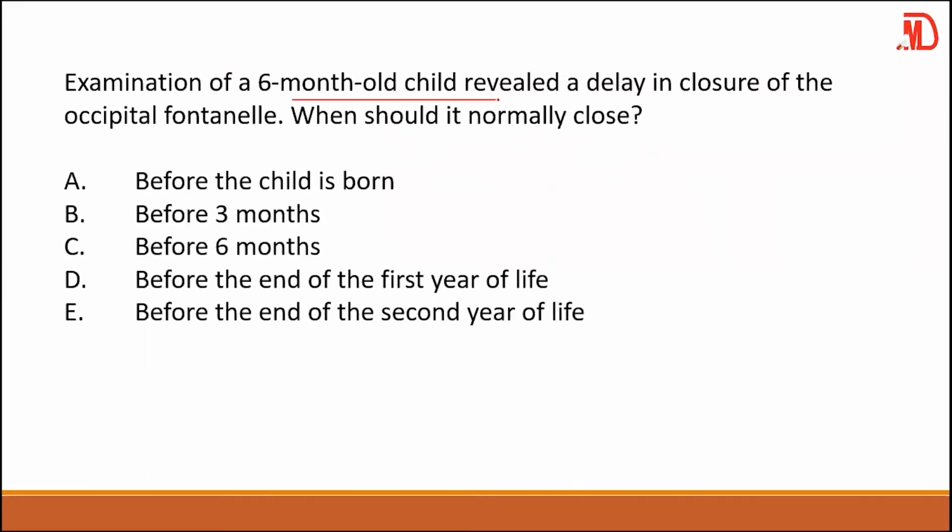Examination of a 6-month-old child revealed a delay in the closure of the occipital fontanelle. When should it normally close? So write this down: the occipital fontanelle usually closes by 2 to 3 months old. I repeat, the occipital fontanelle should be closed within 2 to 3 months. Then the anterior fontanelle should be closed by 7 to 18 months.